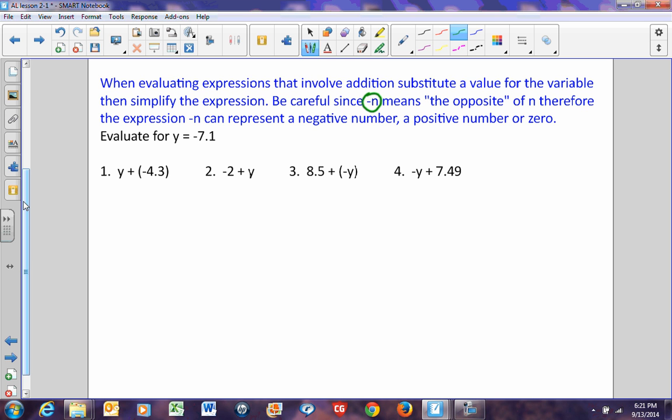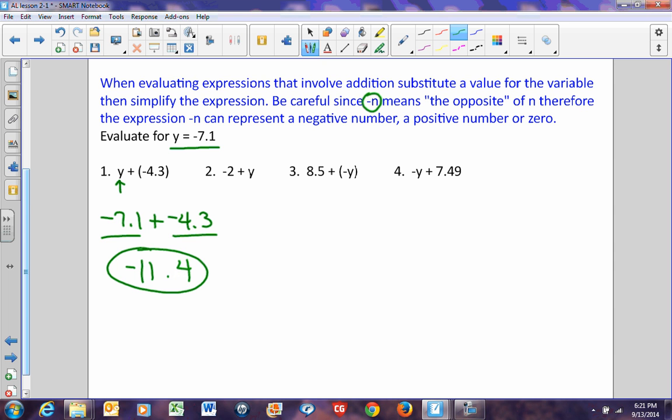We're going to evaluate when y is -7.1. So every time I see y, I'll replace it with -7.1. I have y right here, so that becomes -7.1 plus -4.3. Same signs, a negative sign and a negative sign, so I can simply add them together. 0.1 and 0.3 is 0.4, 7 and 4 is 11, and they have the same sign as what I need to have, so it's -11.4. Fairly straightforward.